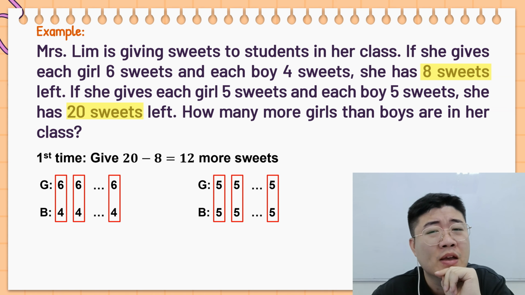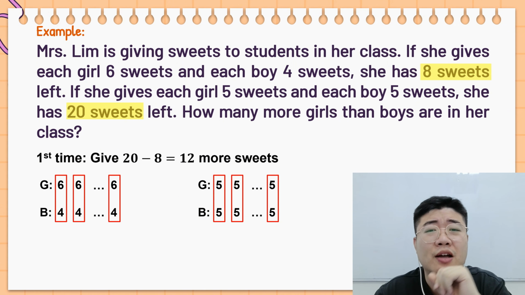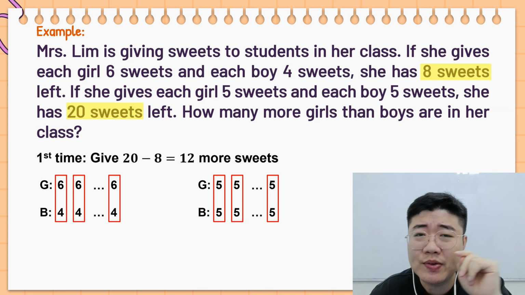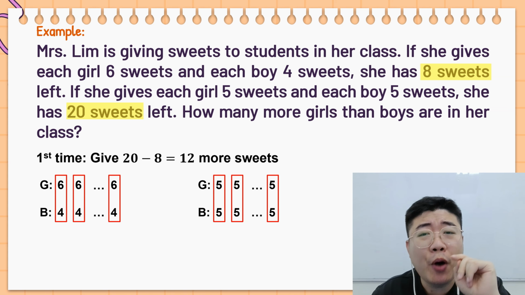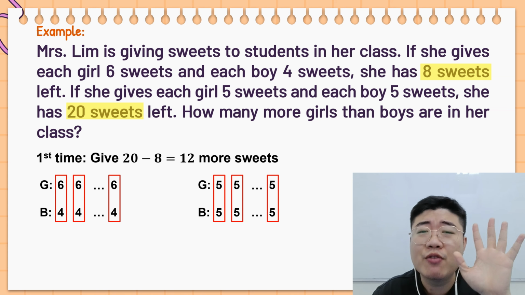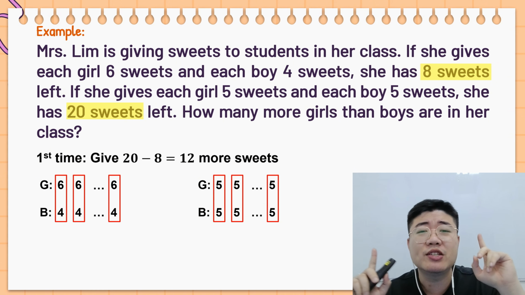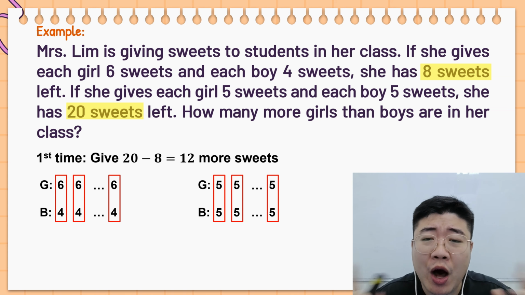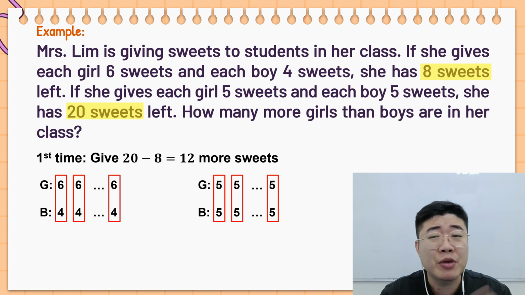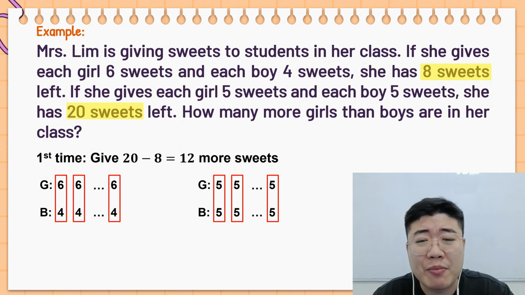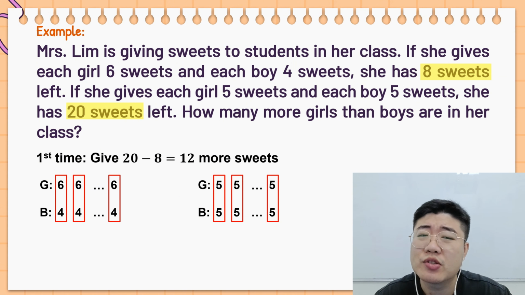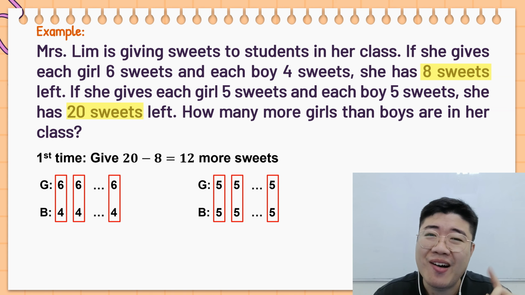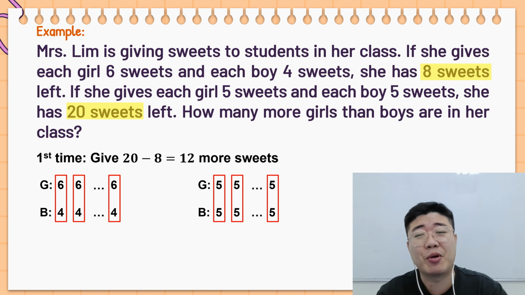Let's think. Now the girl gets 6 on the first time, gets 5 on the second time. So they receive more sweets on the first time. For the boy, they get 4 on the first time, 5 on the second time. So they receive less on the first time. So this means that we cannot have more boys, because those extra boys will receive fewer sweets compared to the second time. So we know that there are more girls than boys.